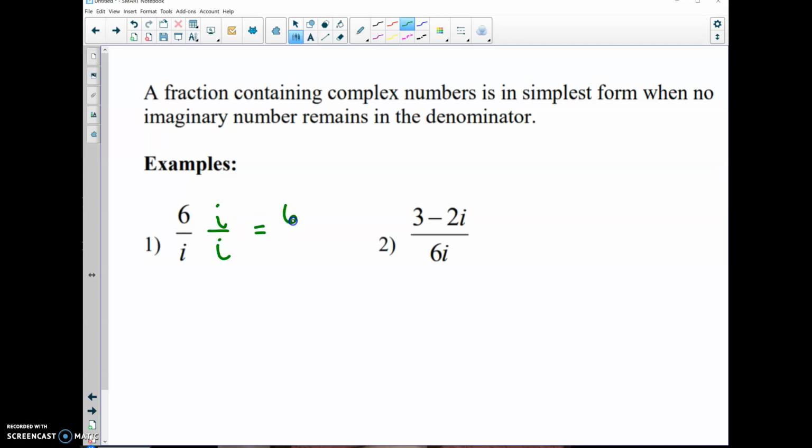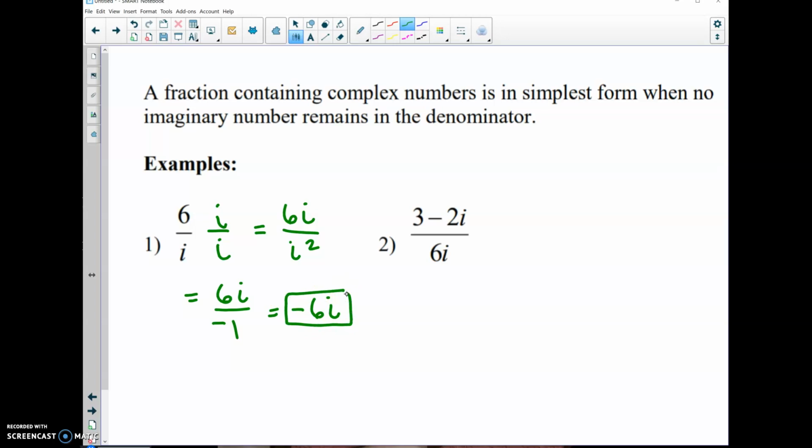So we are left with 6i over i squared. We learned in the previous video that i squared equals -1. So we have 6i over -1. Please don't leave it that way. That simplifies to -6i. Final answer.